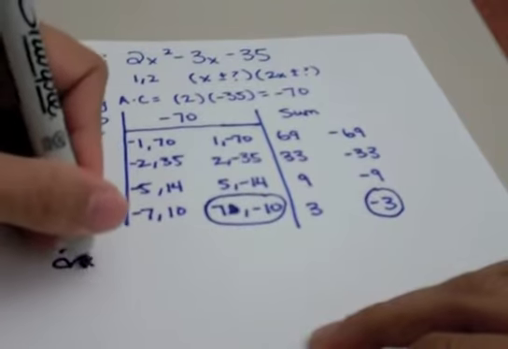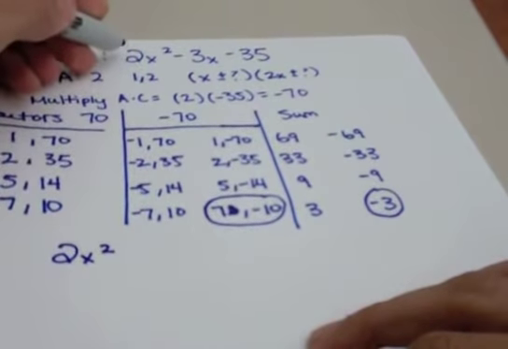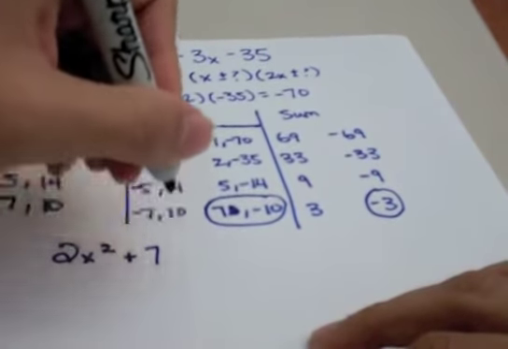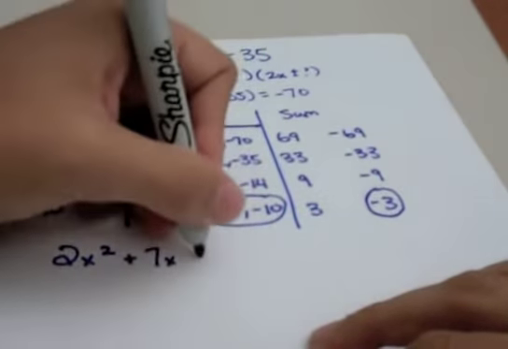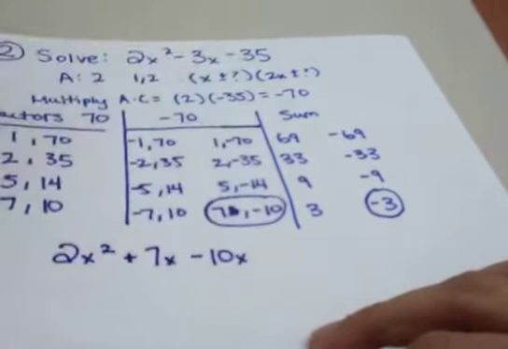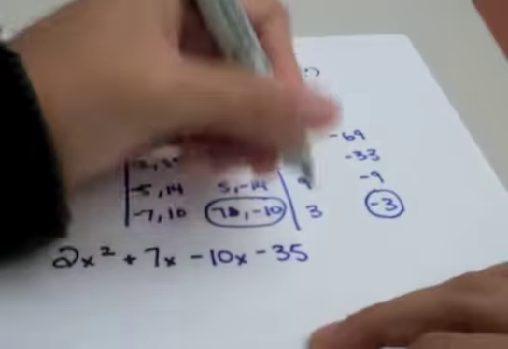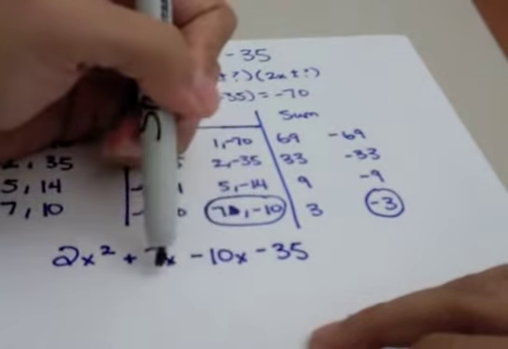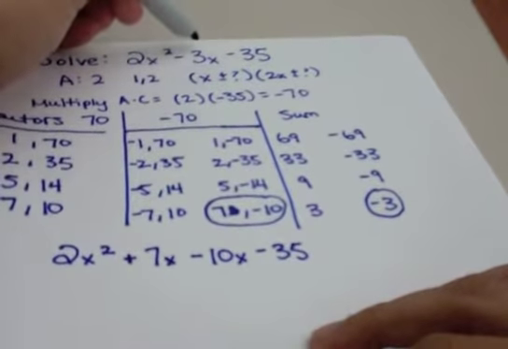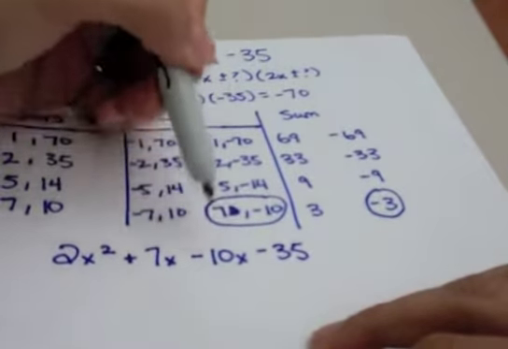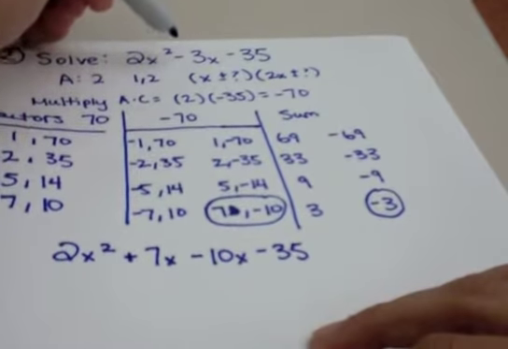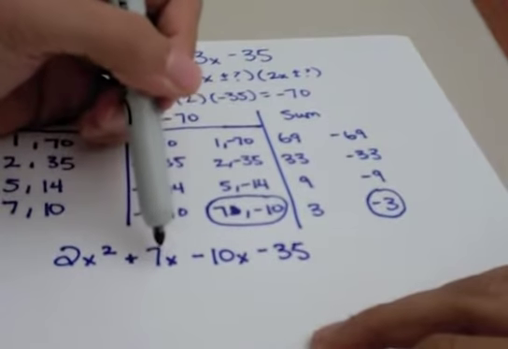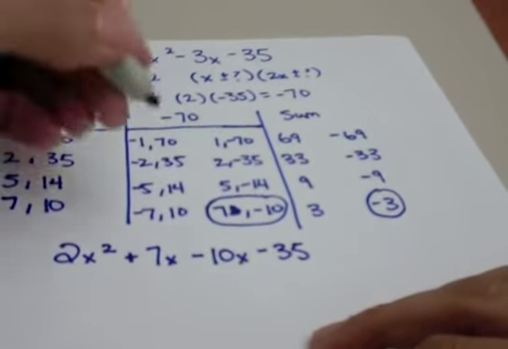So we'll have our 2x squared, which is just from our original equation, plus 7x minus 10x minus 35, which is again from the equation up here. And just remember, these two numbers here should always add to this number. If you find that these two numbers add to another number, you've made a mistake somewhere, so you should go back and check your work. But 7x minus 10x is minus 3x, so we're okay there.